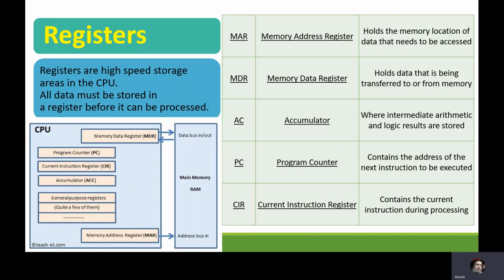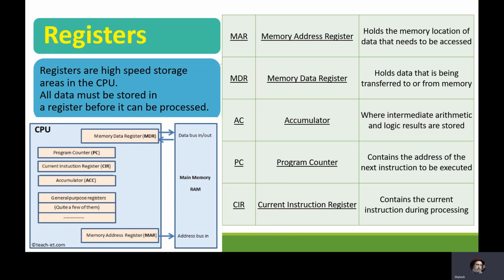Okay. Now registers. What are registers? Registers are high-speed storage areas in the CPU. All data must be stored in a register before it can be processed. So all data has to be stored in a register, in these high-speed storage areas in the CPU, before it can be processed. Okay.